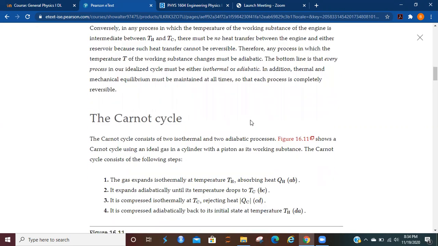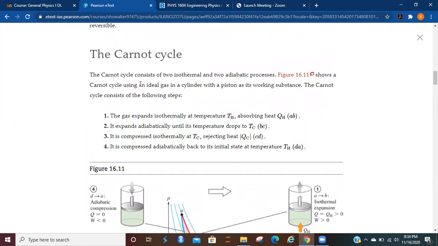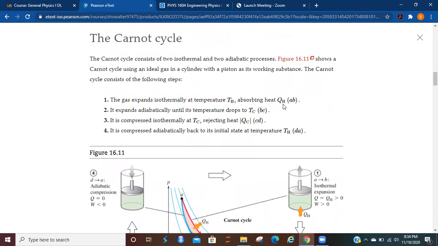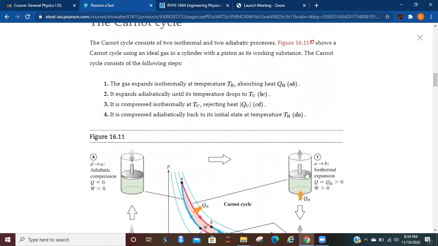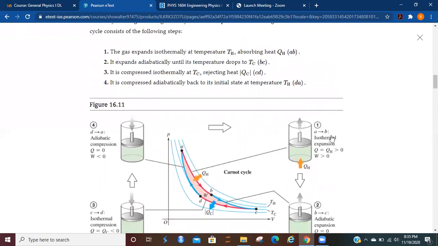And in addition, thermal and mechanical equilibrium must be maintained at all times so that each process is completely reversible. This is not easy. The Carnot cycle consists here of two isothermal and two adiabatic processes. So if we look at our figure here, we've got a Carnot cycle using an ideal gas in a cylinder with a piston as its working substance. So we're going to start here at step one.